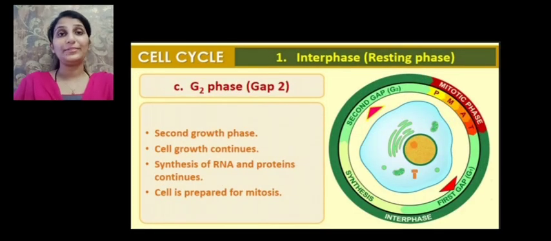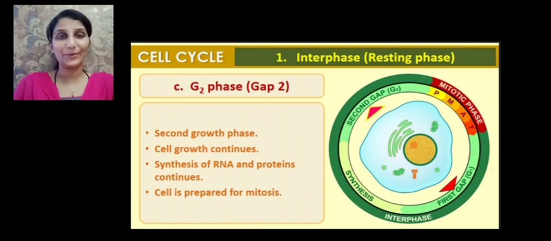Soon after the synthetic phase, the G2 or the gap 2 phase follows. So this is the second growth phase. Again, the cell continues to grow. As I told you, cell growth takes place throughout the cell cycle. So it continues to grow, and synthesis of the RNA and proteins also continues, which is needed for M phase. So all the RNA, that is ribonucleic acid, and proteins needed for cell division are synthesized during the G2 phase, and the cell is getting prepared for the M phase or the mitotic phase, where the cell is going to divide.